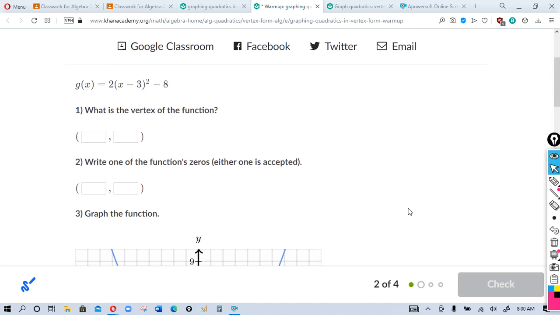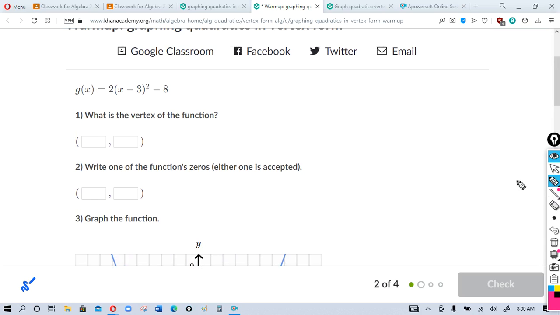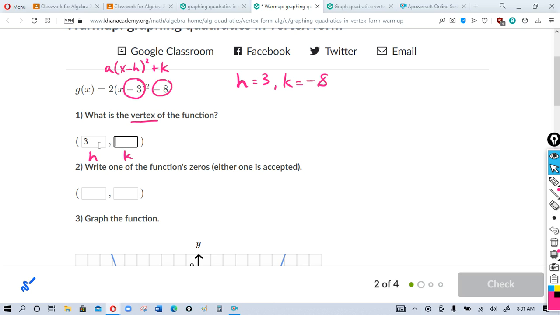All right, so it looks like they're asking different questions here. So let's see, what is the vertex of the function? This is h, and this is k. So again, our formula: a times (x minus h) squared plus k. For h, you just take this and change the plus or minus sign, so h is going to be positive 3. And for k, you just take this value right here, including the sign, so k is negative 8. So that goes right in the box: 3 and negative 8.